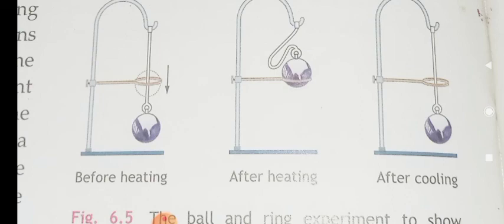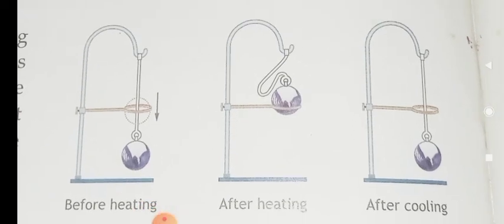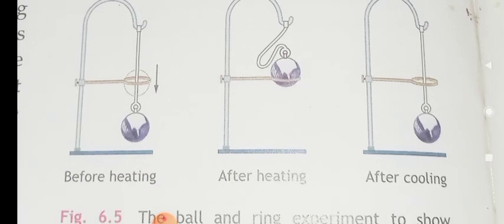So this is called volume expansion, and this type of expansion is relevant in the case of liquids and gases. This volume expansion can happen in gases and liquids, whereas linear expansion or superficial expansion is not possible in liquids and gases. Is it clear, children?